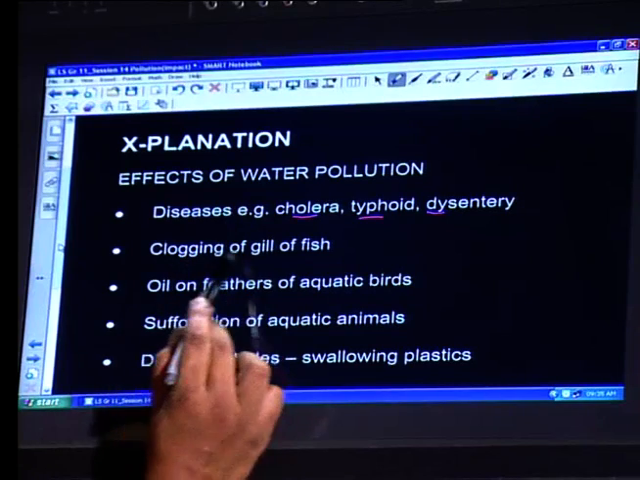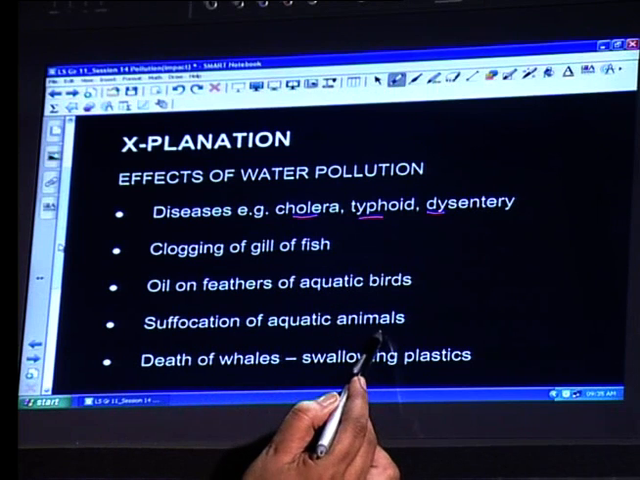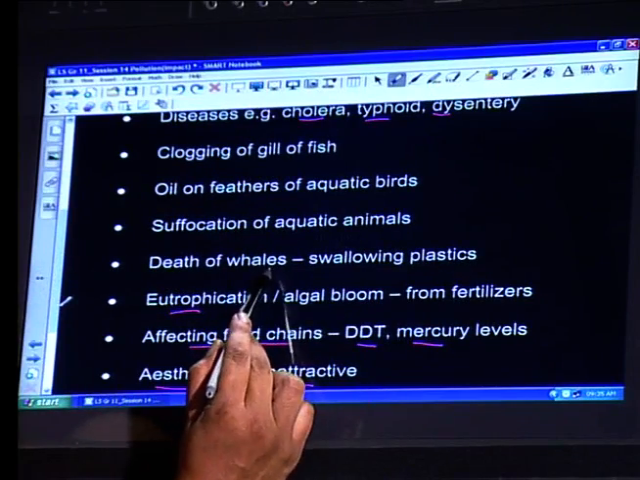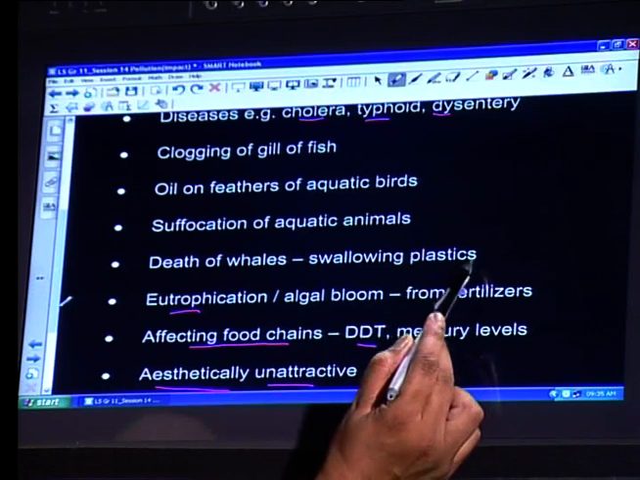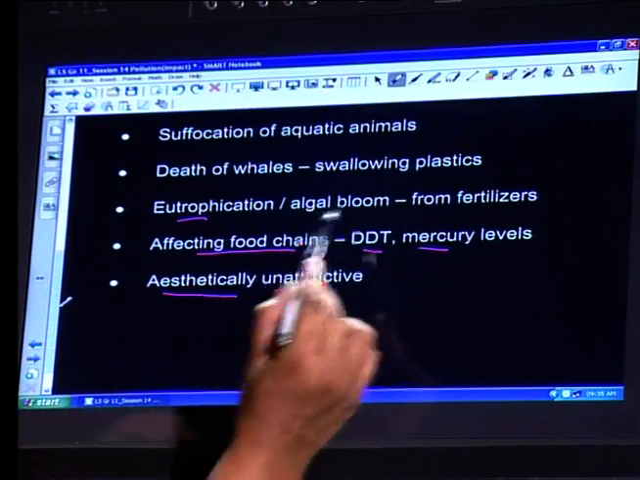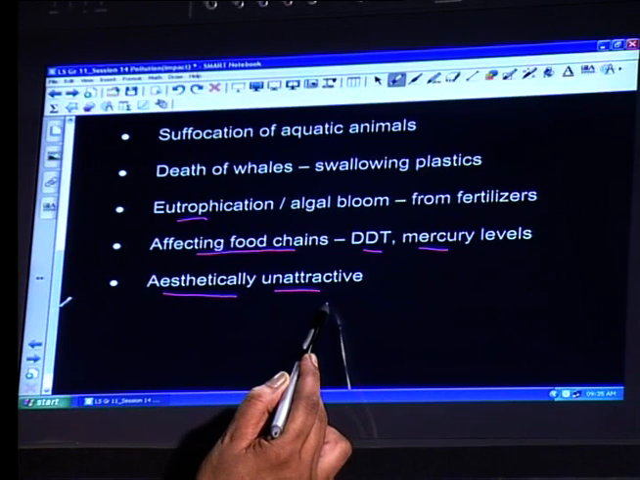Right, the clogging of the gills of the fish, the oil on the feathers of the birds, suffocation of aquatic animals by means of plastics, polystyrene, the death of whales swallowing plastics, tricking them into feeling full, eutrophication. I'm going to be doing that a little bit more. The food chains become affected, and the environment of that aquatic or water ecosystem is unattractive. Now let's look at eutrophication. It's a concept that normally comes out for about 3 marks. You need to explain it, and one needs to understand what exactly eutrophication means.